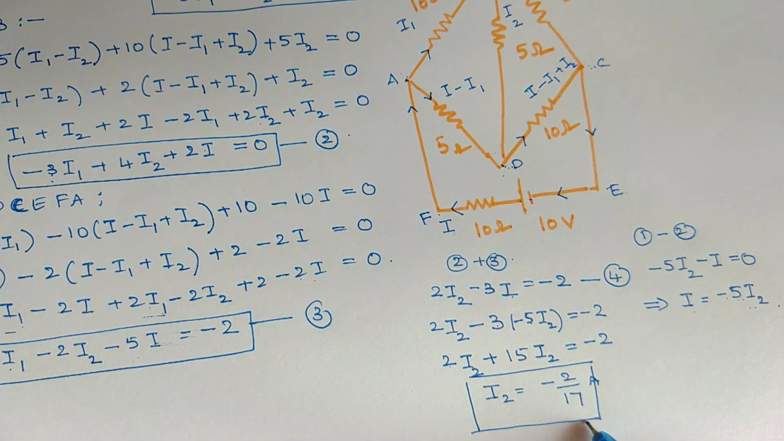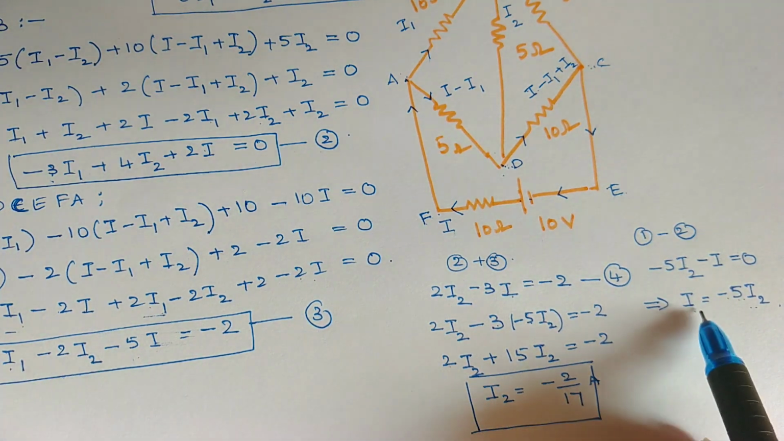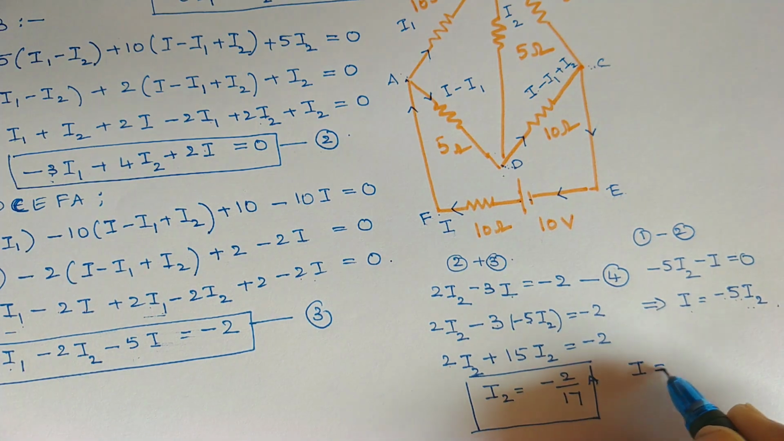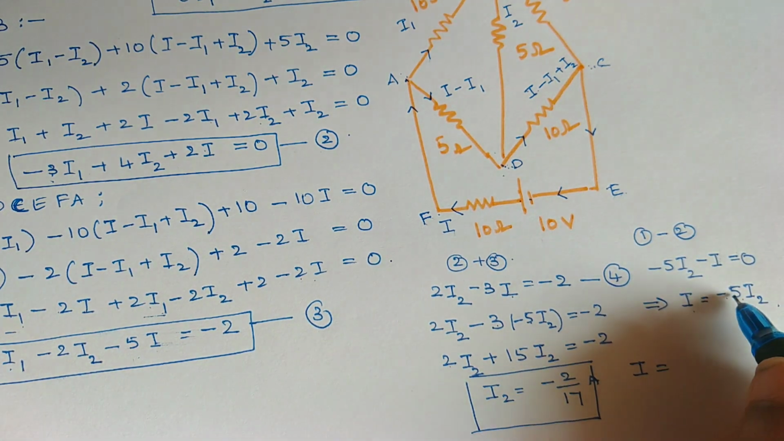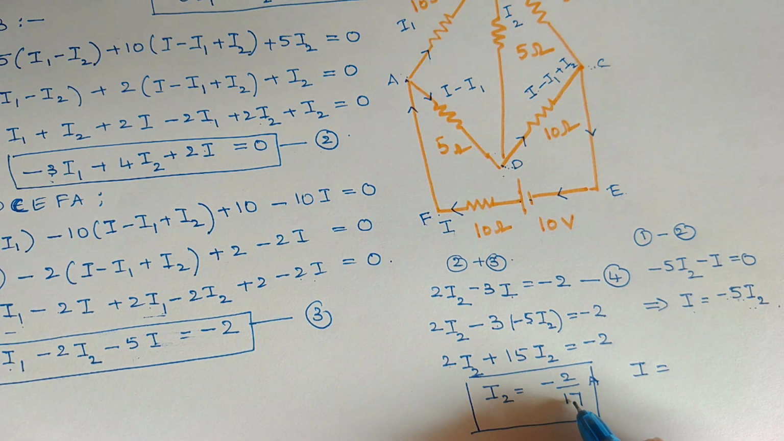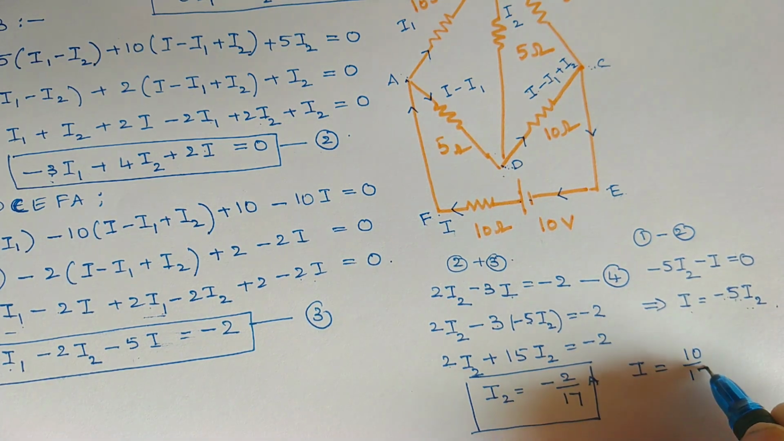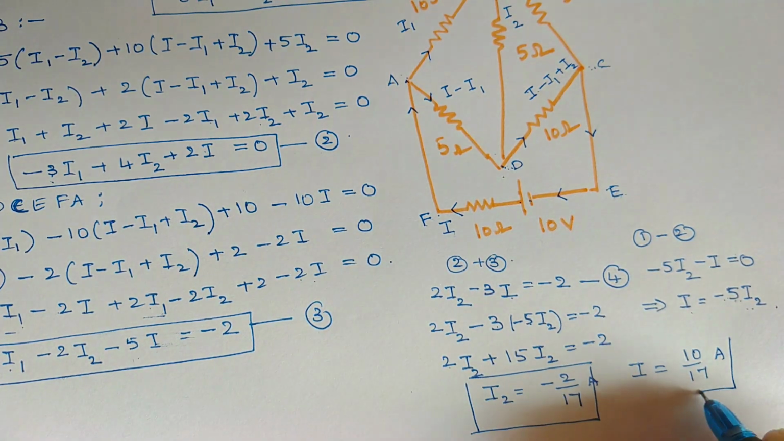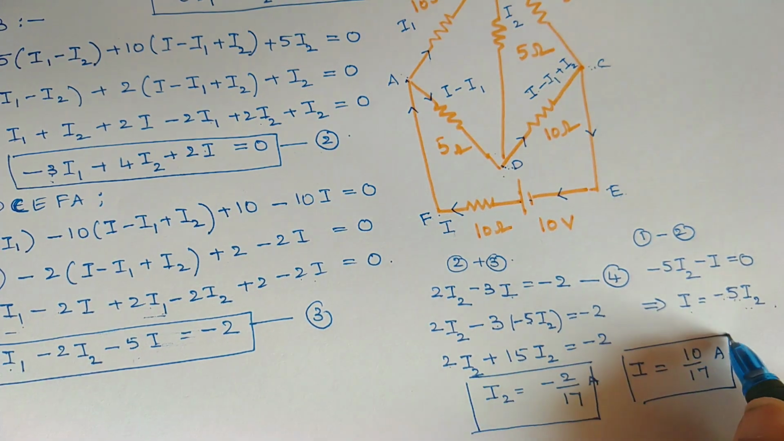It is minus 2 by 17. And if you know I2, I can find the value of I. What is I? Is it minus 5 I2? Minus 5 into minus 2 by 17 will be 10 by 17 ampere. This is the total current supplied by the battery.